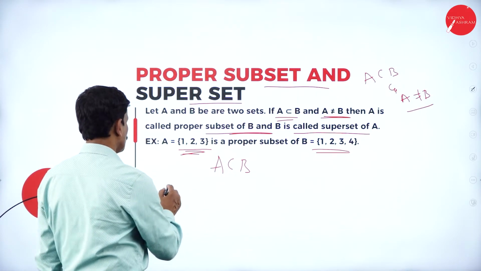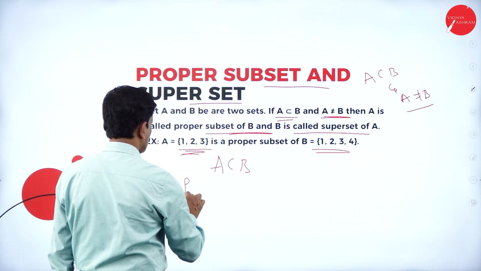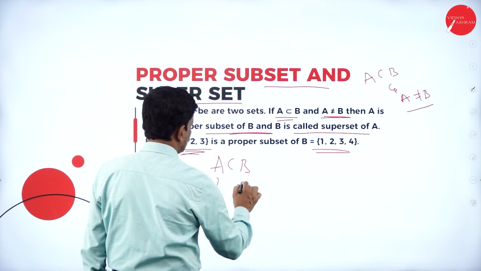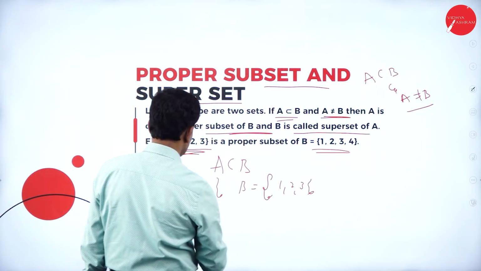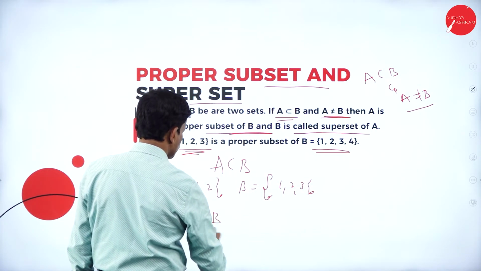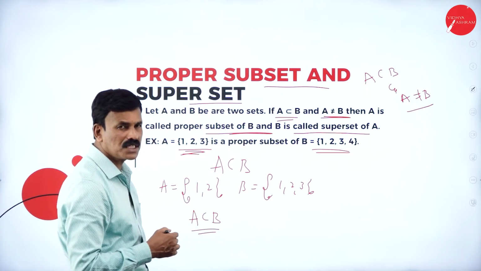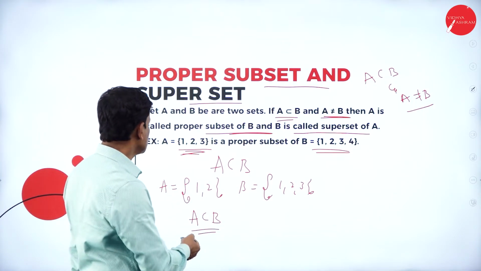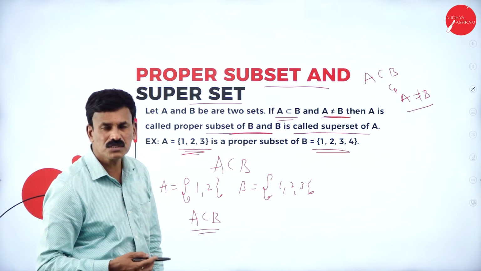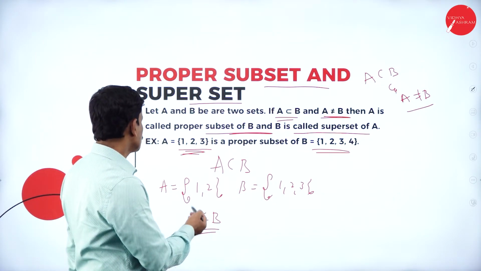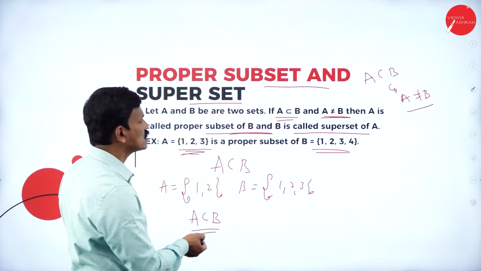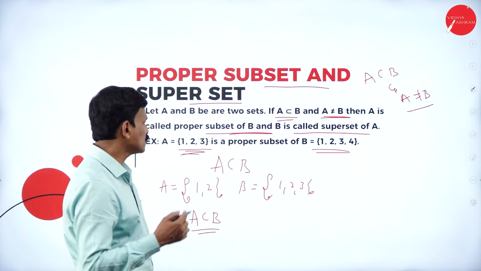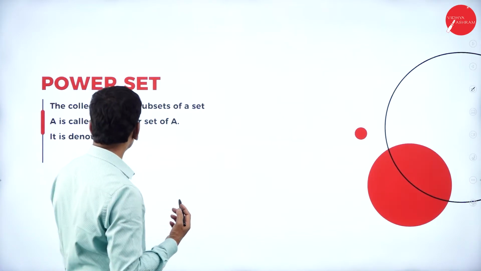Now, let us take one more example. If A is equal to {1, 2} and B is equal to {1, 2, 3}, then A is also a proper subset of B, because the elements of set A are elements of B. That is, A contains 1, 2, B contains 1, 2 and 3. So, therefore, this is a proper subset and it is denoted as A is a proper subset of B.